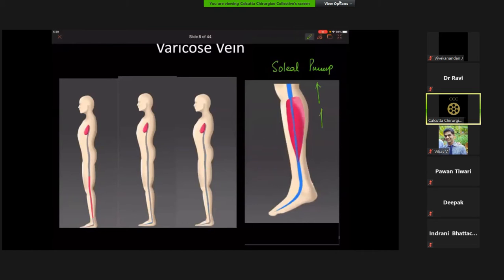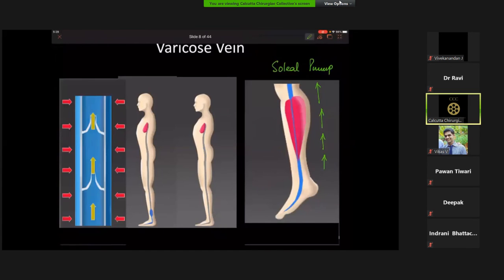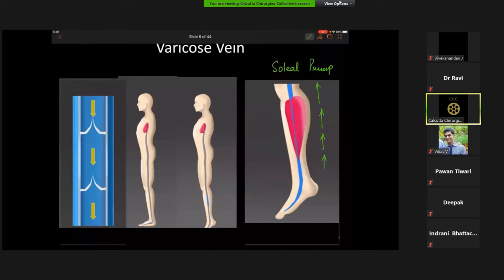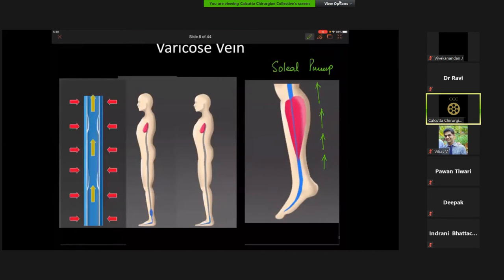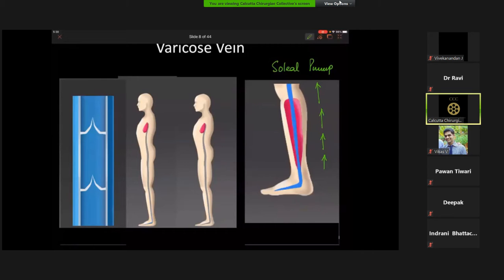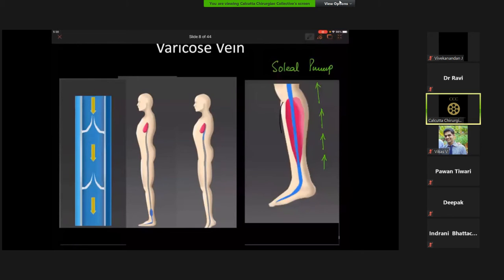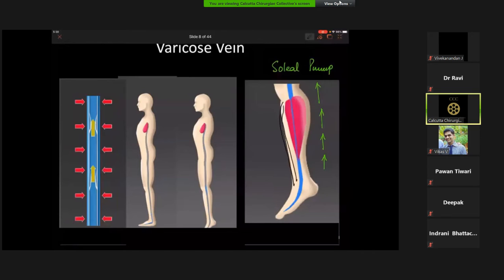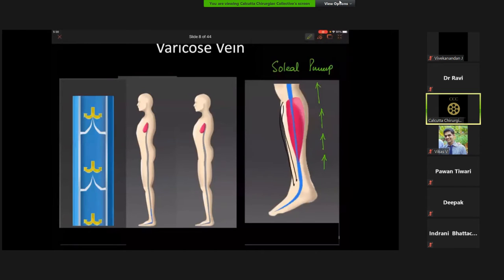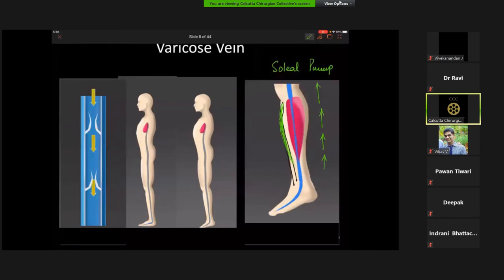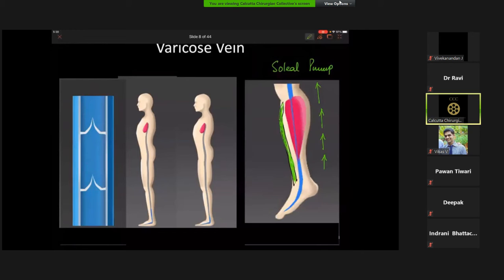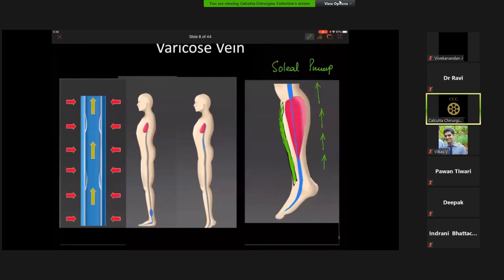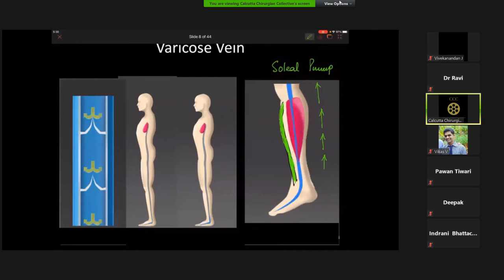Now, the more important point to understand and remember is that there are valves in the system which prevent the backflow of the blood. So if you now try to superimpose the picture with a perforator and the superficial vein, yes, this is the superficial vein in concern, as you can see in the picture. This is the superficial vein, and what is connecting the superficial vein is something called the perforator.